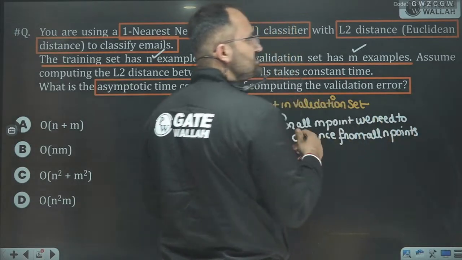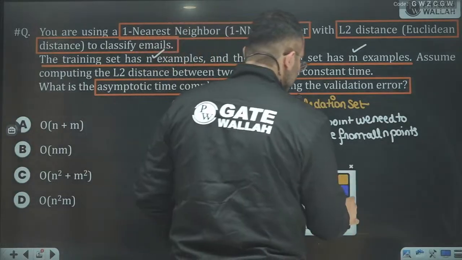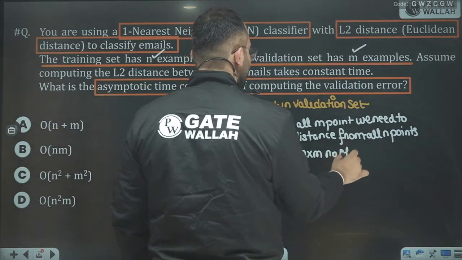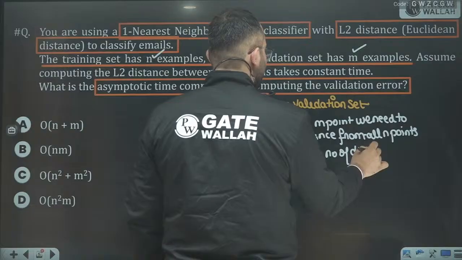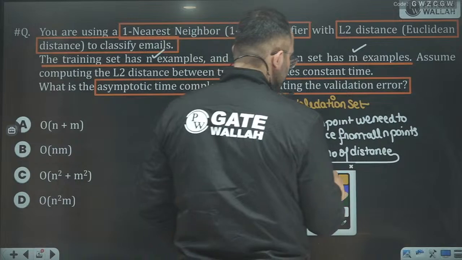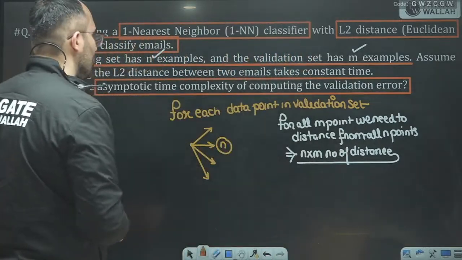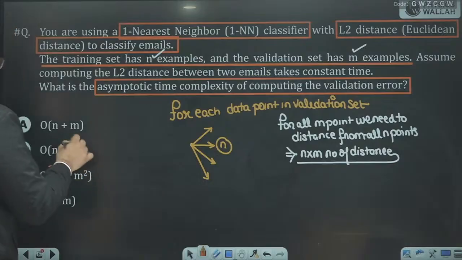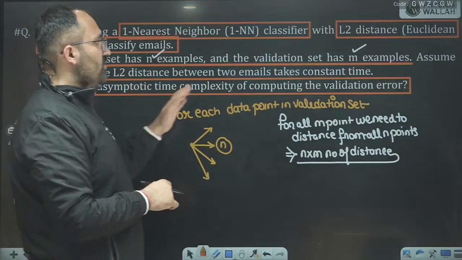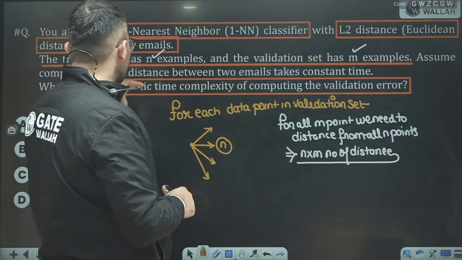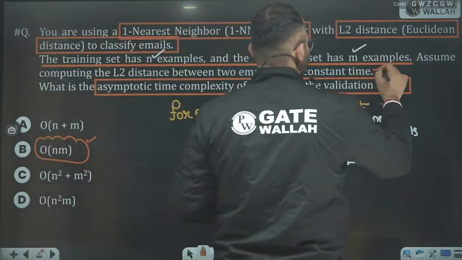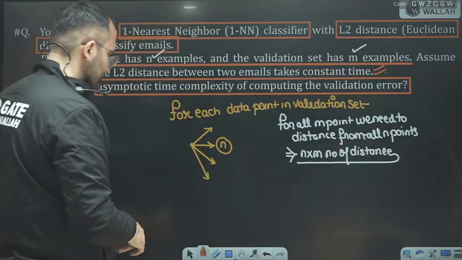So how many distances do we have to calculate? We have to calculate a total of n into m distances. So what is the time complexity? The time complexity will be order of n into m, because it is given that calculating the distance between two emails takes constant time. Okay, so let's move on.